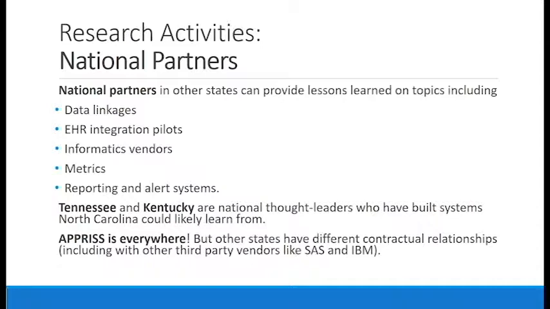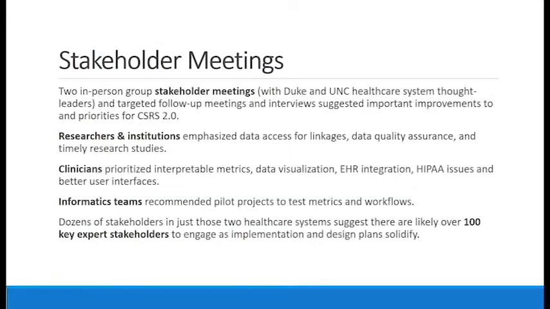So particularly Tennessee and Kentucky have done some really interesting things, different in both cases. And then again, CSRS is a near monopoly. So other states who have third-party vendor relationships with SAS and IBM, ones that we're still developing, can give us some guidance on what's worked and what hasn't worked. So that's the research set.